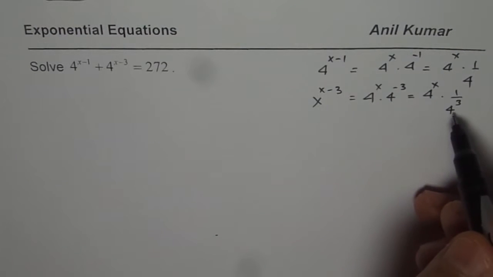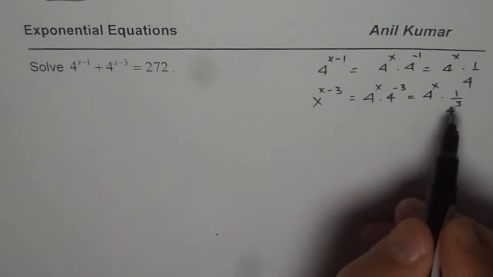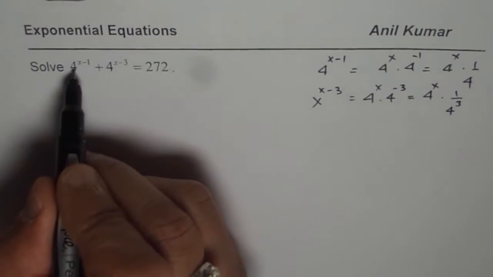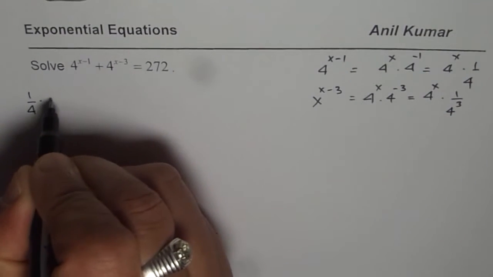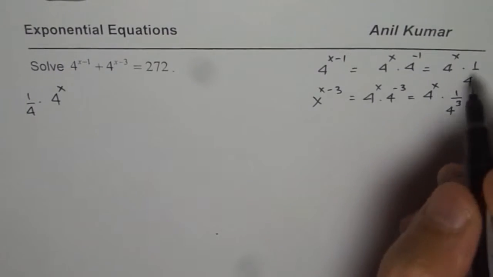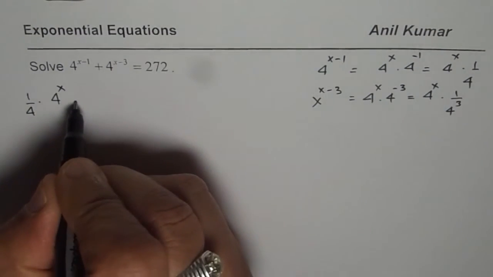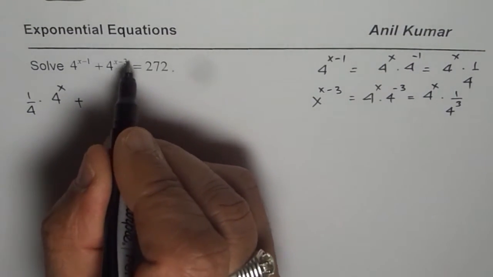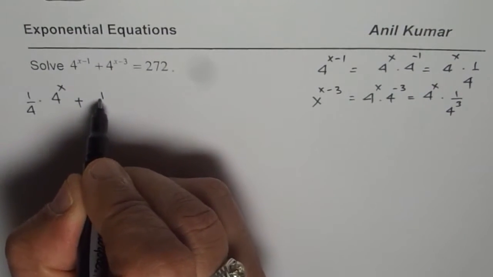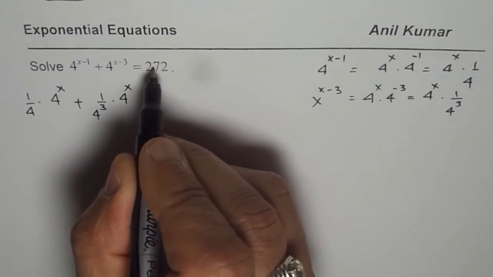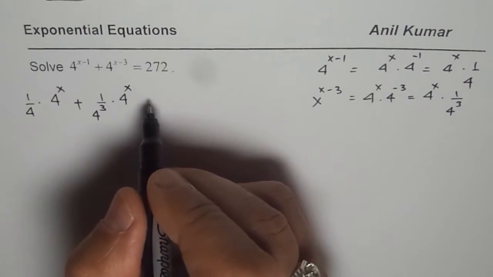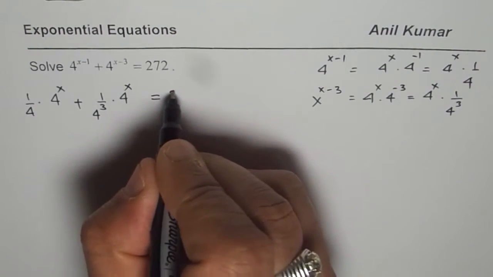Now, looking into this, what we can do here is, let me rewrite this in that form first. So 4 to the power of x minus 1 indeed is 1 over 4 times 4 to the power of x, correct? So that is what it is. Similarly, I could write 4 to the power of x minus 3 as 1 over 4 cubed times 4 to the power of x. Let's keep the right side itself for the time being.